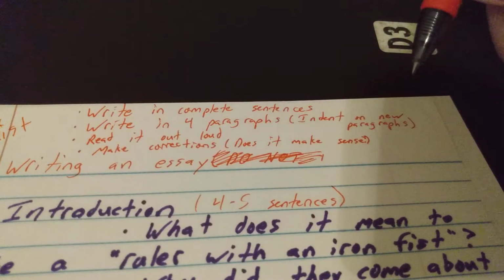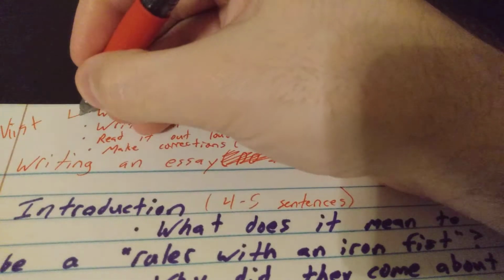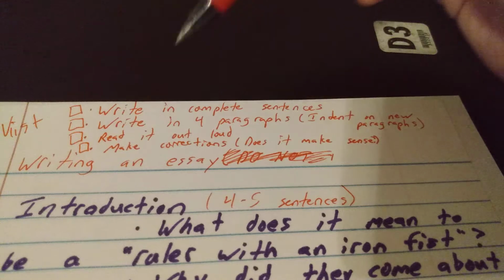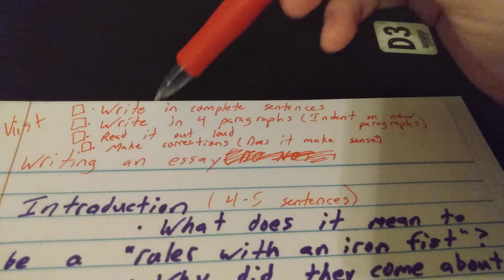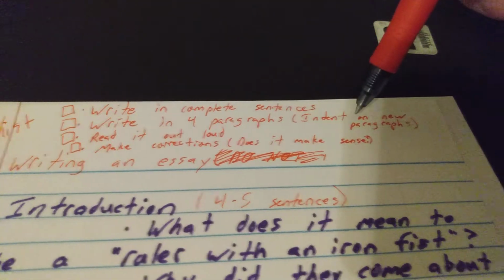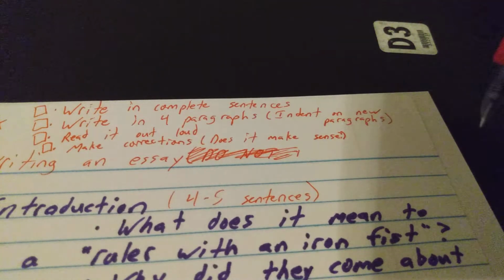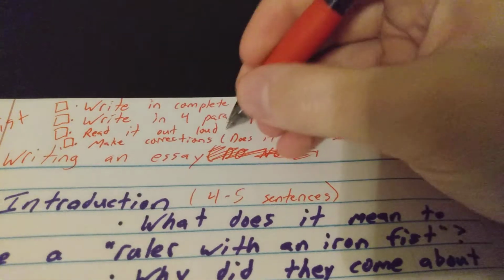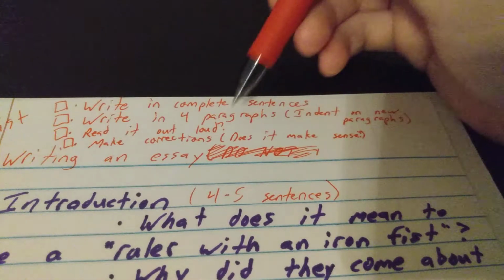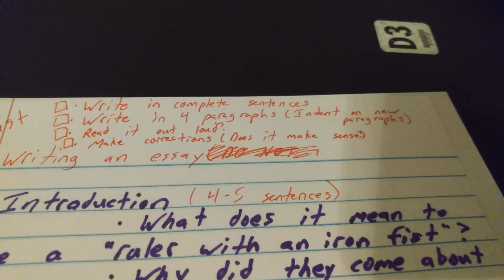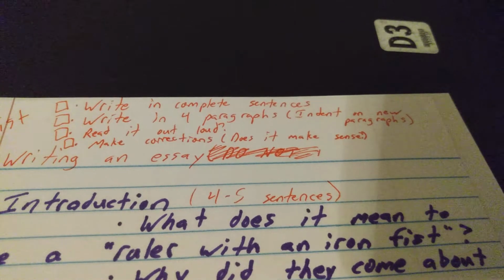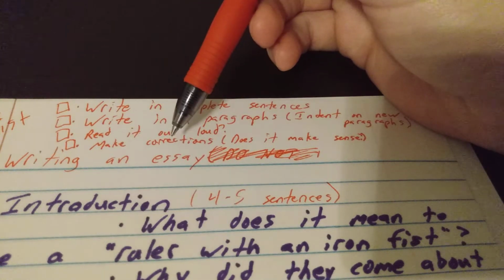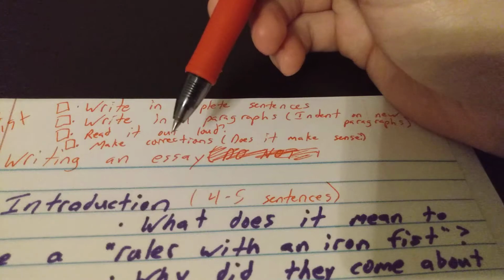Did you write in complete sentences? Okay. And you're going to have these 4 checkboxes. Did you write in complete sentences? Did you write in 4 paragraphs? And make sure you indent on those paragraphs. After you have written it, did you read it aloud? And does it make sense? If I were to read it, am I going to be able to make sense of it? And then finally, you're going to make corrections. Is your spelling correct?